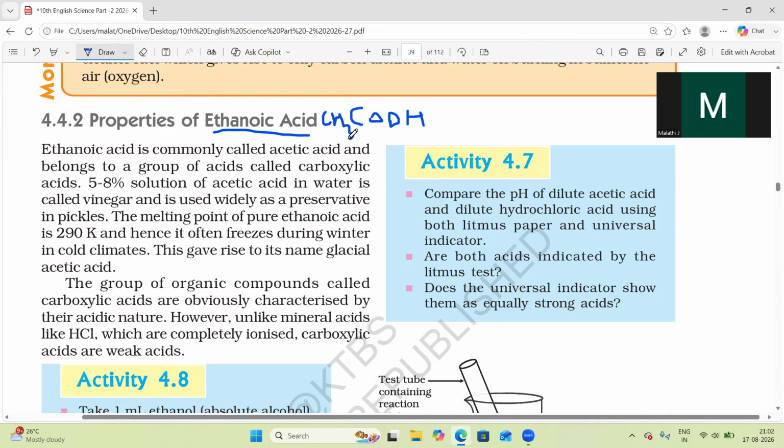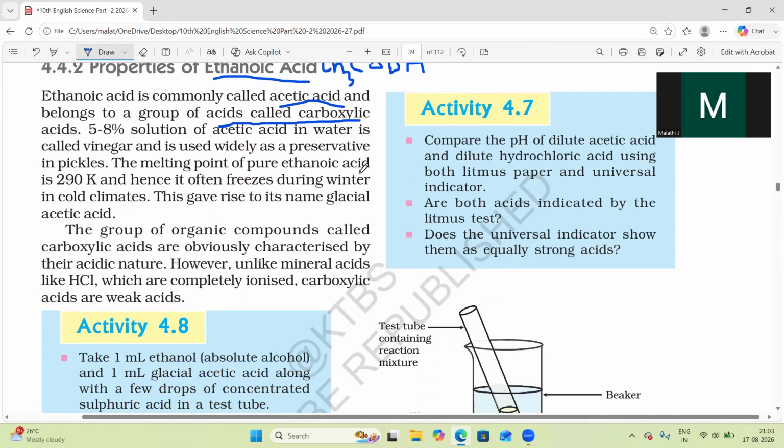Ethanoic acid is commonly called acetic acid. It belongs to the group of acids called carboxylic acids that we saw above. A solution of acetic acid in water is called vinegar. So when it is mixed with water, we call the solution vinegar. It is widely used as a preservative in pickles.